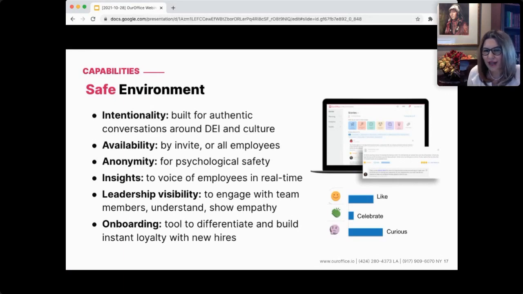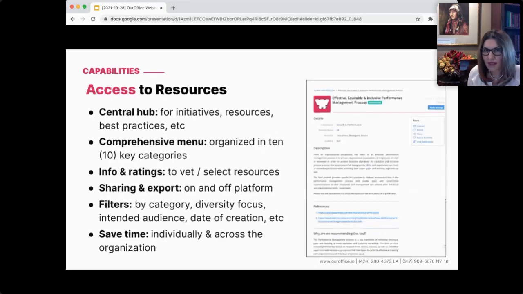Of course, it provides insights, the voice of employees in real time. It gives leadership really a way to connect with the organization. And also the onboarding is really improved with this because it can differentiate and build instant loyalty with new hires.